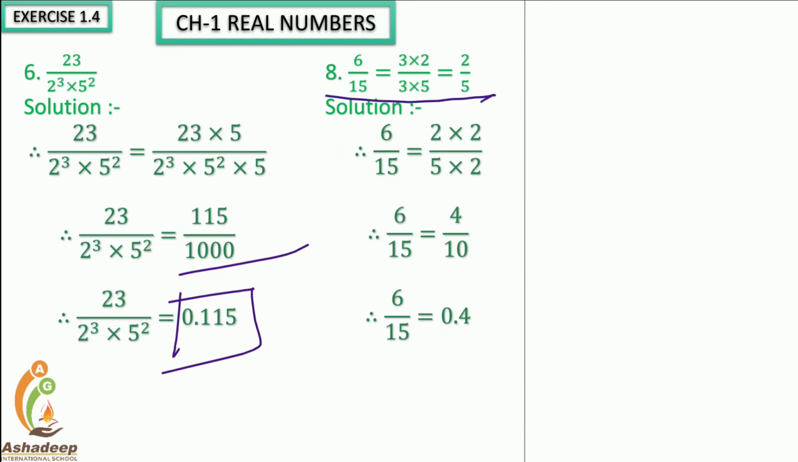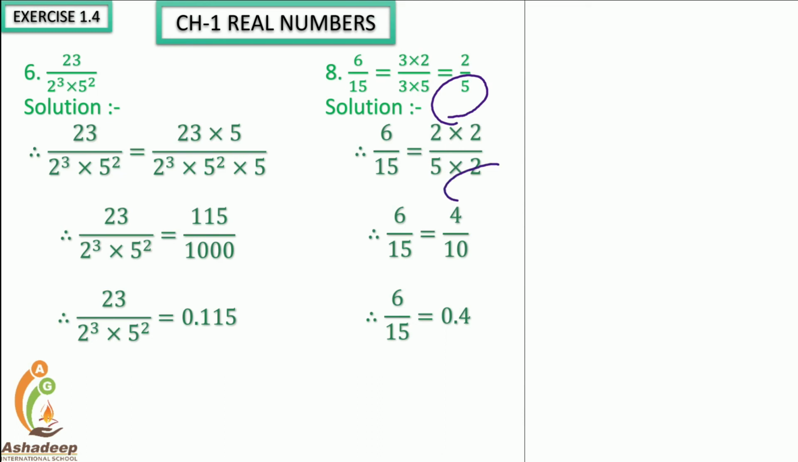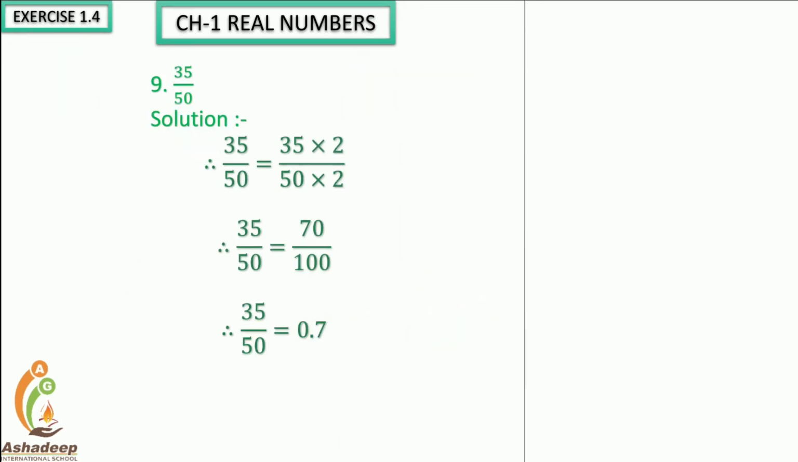The same here. In the denominator there is a 5. You need to multiply with 2 only, in the denominator and into the numerator. 2 2s are 4. 4 divided by 10. 0.4 is the answer. Right? Now this sum you can do by yourself, right? So just do it. Here is the solution.